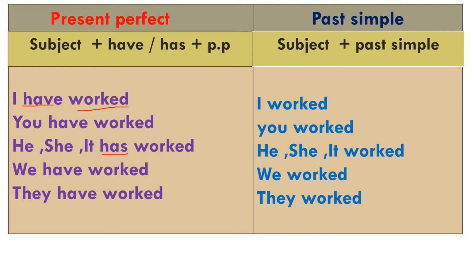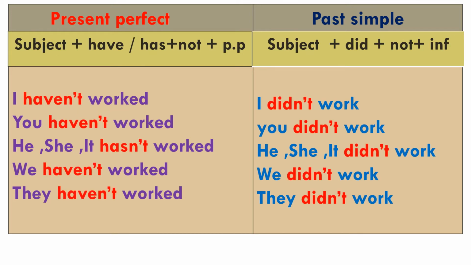But with past simple, we begin with subject plus past simple. I worked. Worked is the past simple of verb work. You worked. He, she, it worked. We worked and they worked.